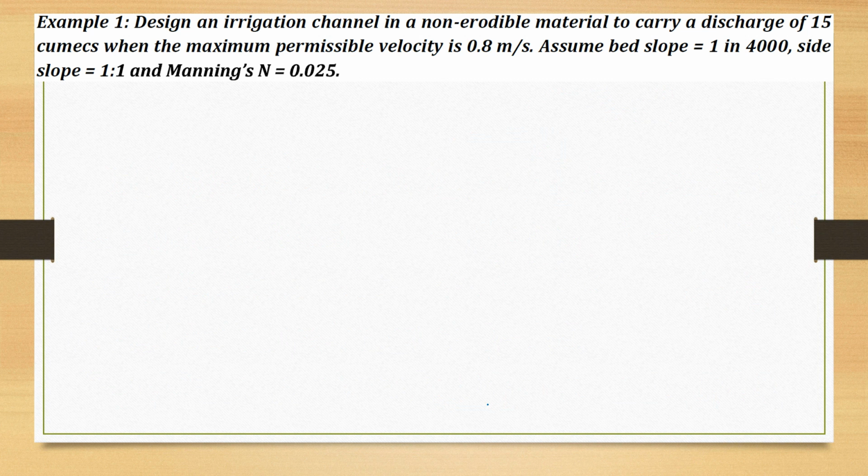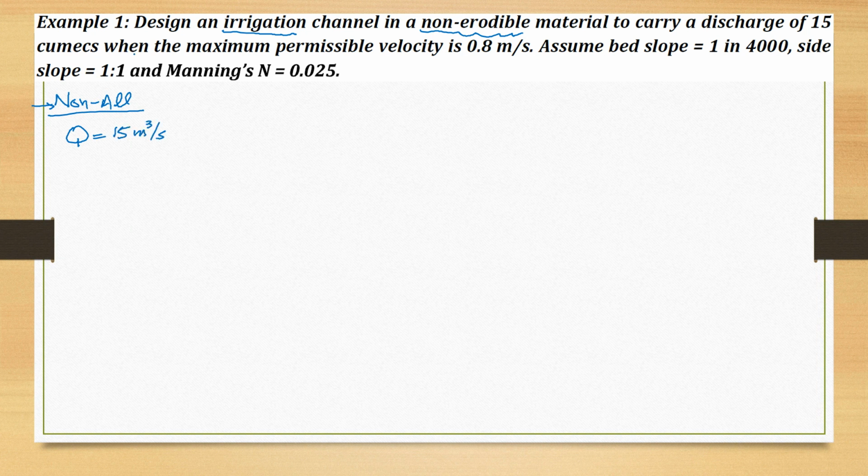So this is an example which is relevant to case one. We have to design an irrigation channel that is a non-erodible channel. So it means that the channel is not lined, because it is not mentioned here whether lining is provided or not. So it is a non-erodible channel, meaning we can consider that this is a non-alluvial channel. So the first thing that we get from the data is non-alluvial channel. To carry a discharge of 15 cumecs, so the discharge given is Q, that is 15 meter cube per second.